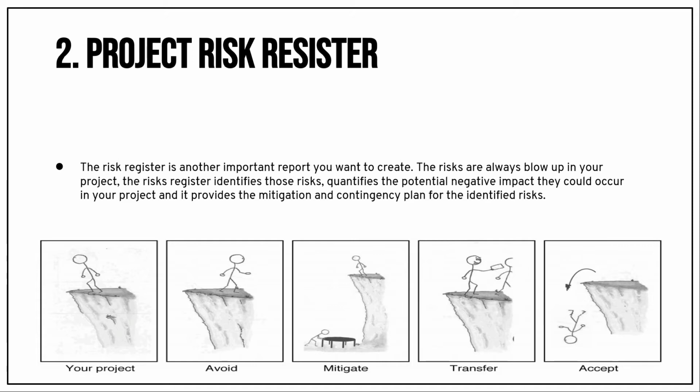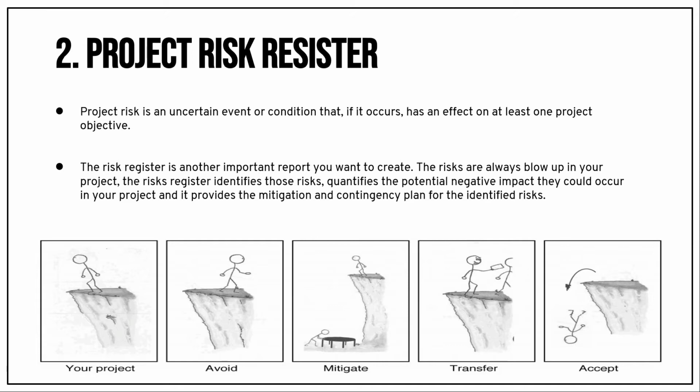The risks always blow up in your project. So the risk register identifies those risks, quantifies the potential negative impact they could have on your project, and provides the mitigation and the contingency plan for the identified risk.